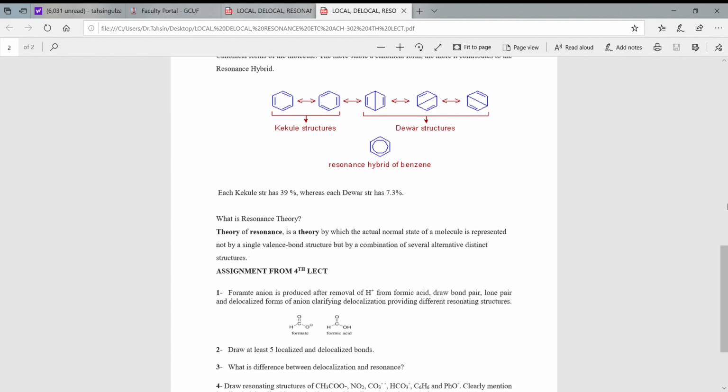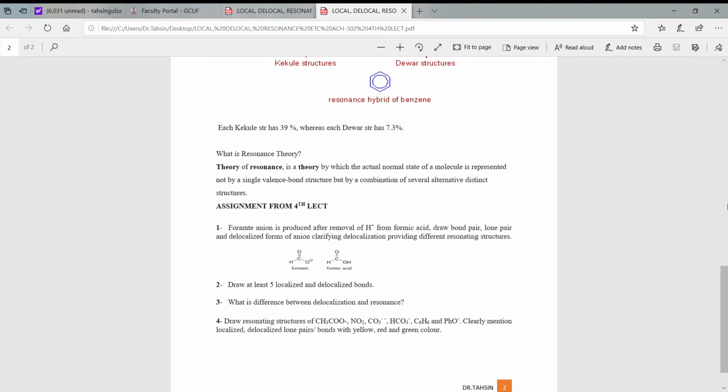Now, my dear students, I have told you about the negative charge on formate anion, how it is delocalizing amongst three nuclei: oxygen, carbon, oxygen, two oxygens and one carbon. The C-H is a bond pair, and C double bond O and O negative are delocalized bonds. Now you can write 5 localized and 5 delocalized bonds. It will become easier for you to understand.